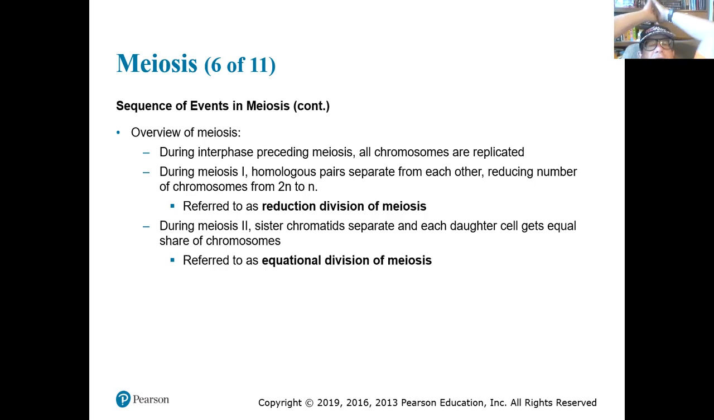So then you go from, I really don't like the way they're writing this, but it's fine. Okay. So you go from 2n, meaning you have double the number of chromosomes, down to n, the correct number of chromosomes, but they are doubled chromosomes. Okay. And that is not indicated in the way they wrote it.